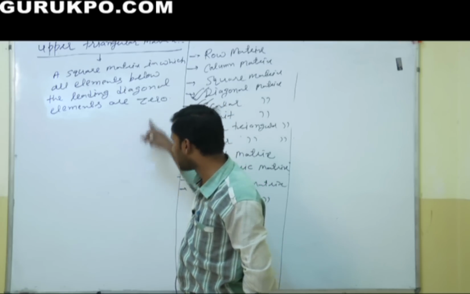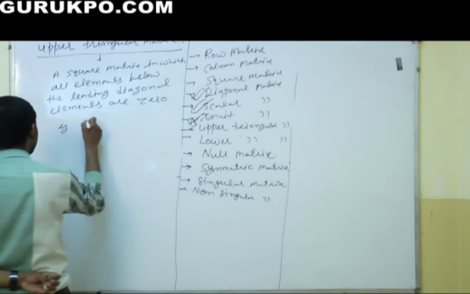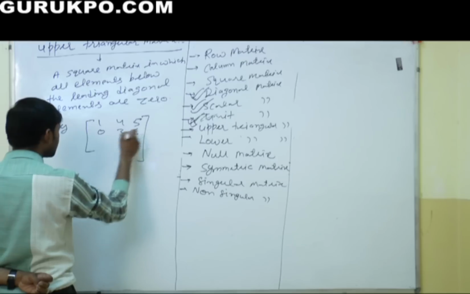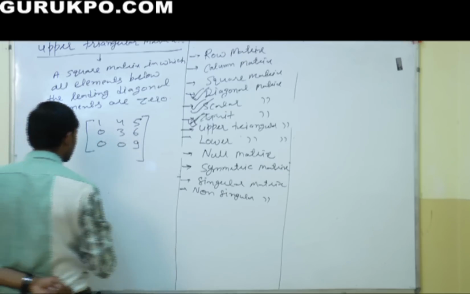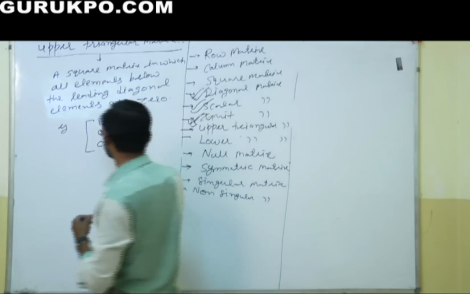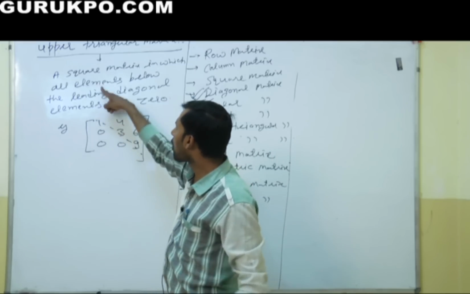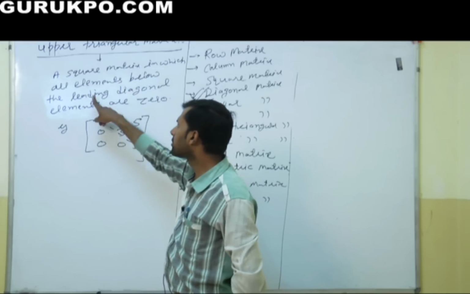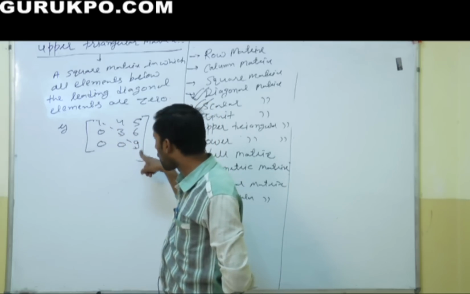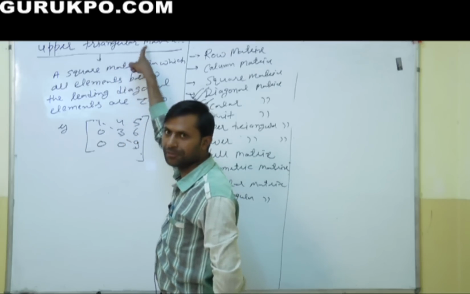The elements below the leading diagonal are 0 and all the elements are on the upper side. So there is a triangle in the upper portion, like 1, 4, 5; 0, 3, 6; 0, 0, 9. What is it? It is a square matrix. The leading diagonal elements are 1, 3, 9. What does the definition say? All elements below the leading diagonal are 0. All elements below this are 0. So it is known as an upper triangular matrix.